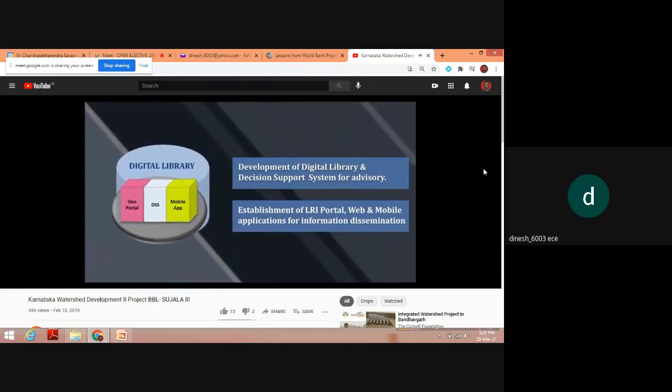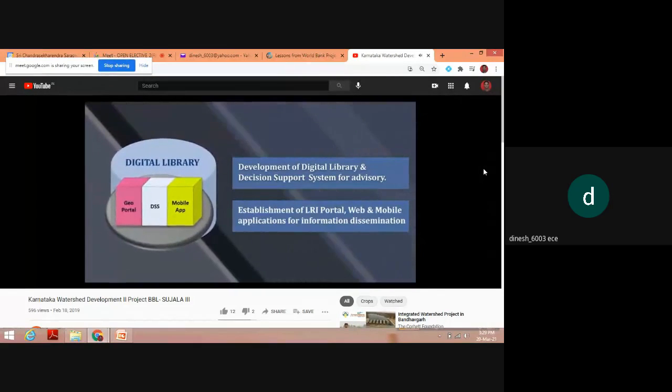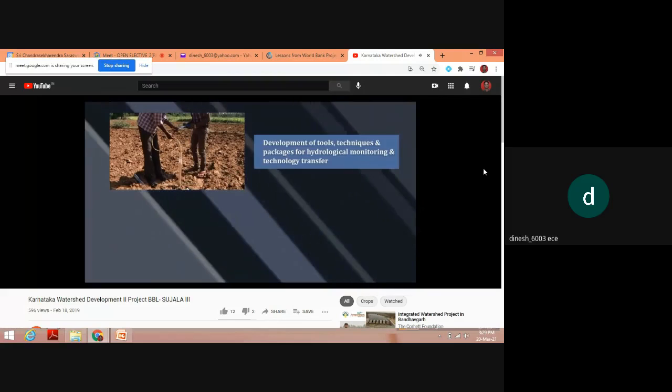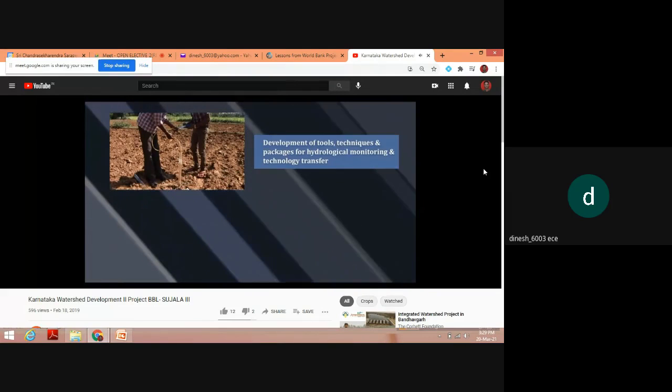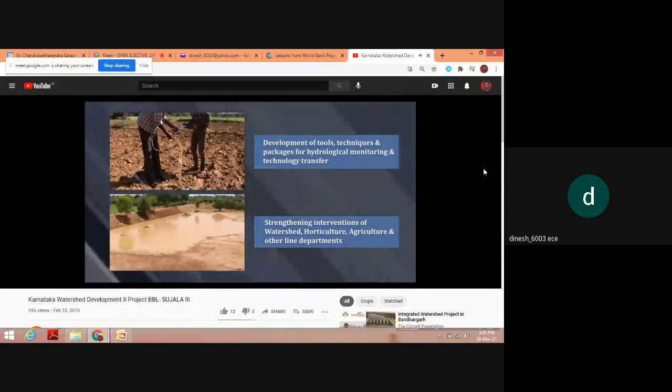Establishment of LRI portal, web and mobile applications for information dissemination. Development of tools, techniques, and packages for hydrological monitoring and technology transfer. And strengthening the interventions of watershed, horticulture, agriculture, and other line departments in rain-fed areas.